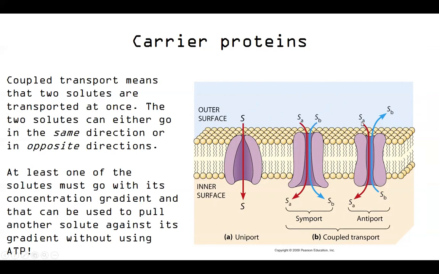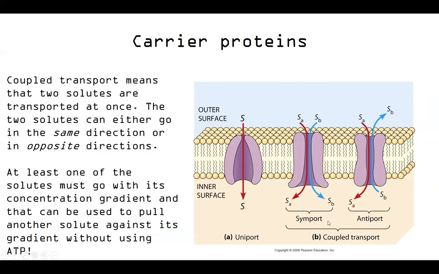Unlike our river example, with antiport we can have one thing going with its concentration gradient while the other is going the opposite direction, out of the cell, against its concentration gradient. So one of the things has to be going with, the other thing can go against, but it can go either the same direction, symport, or the opposite direction, which is antiport. Both of these examples are called coupled transport.